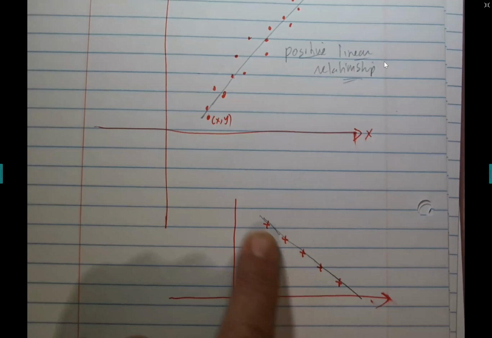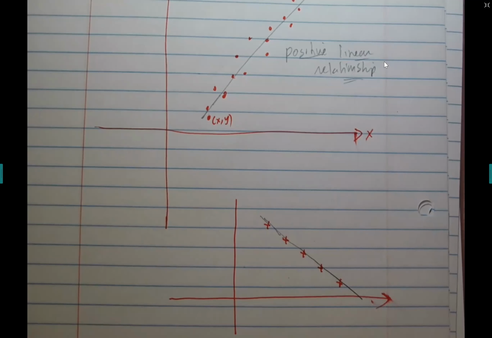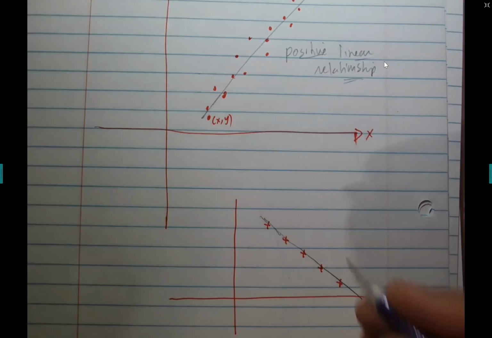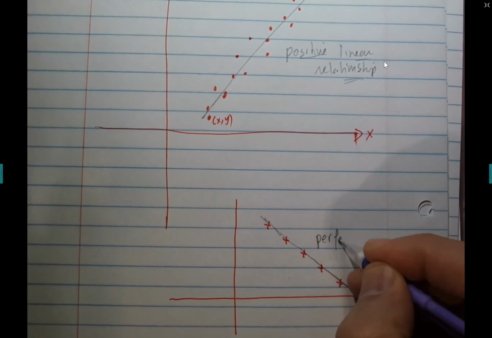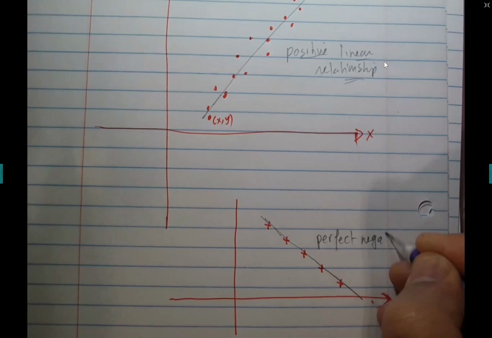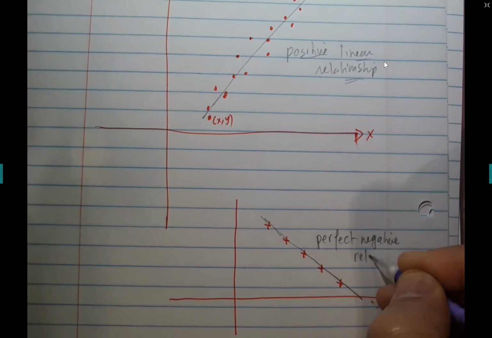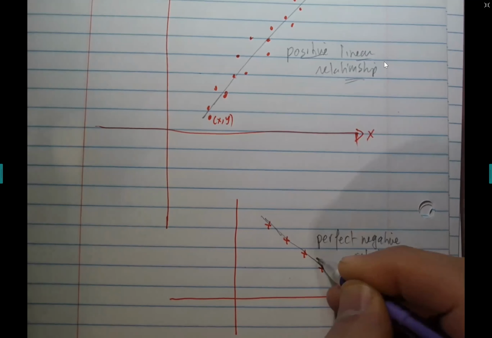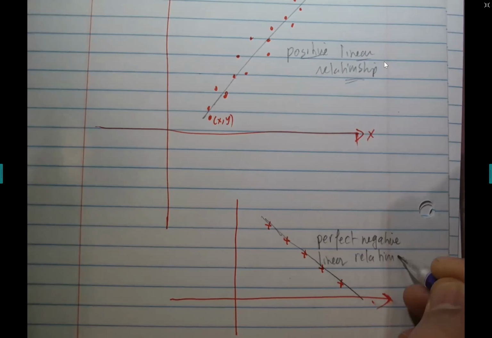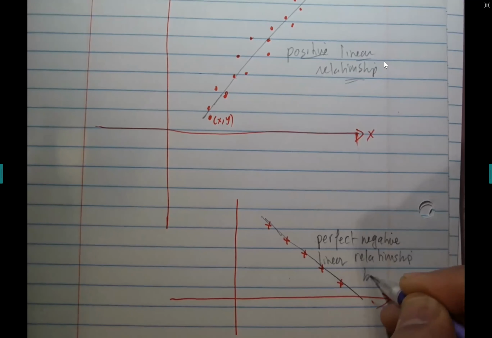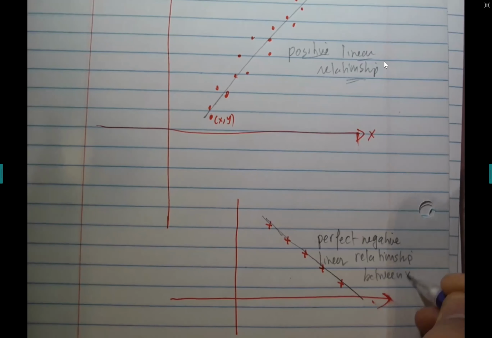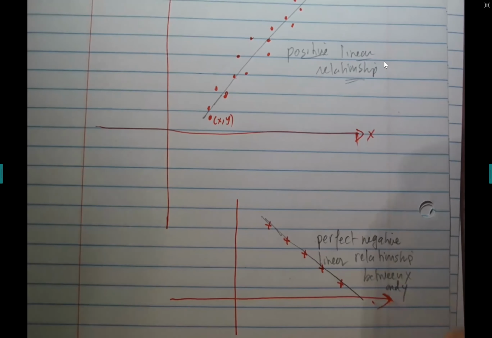And is it negative or positive, guys? Negative. Perfect negative linear relationship between x and y. Okay, let's do a third one.